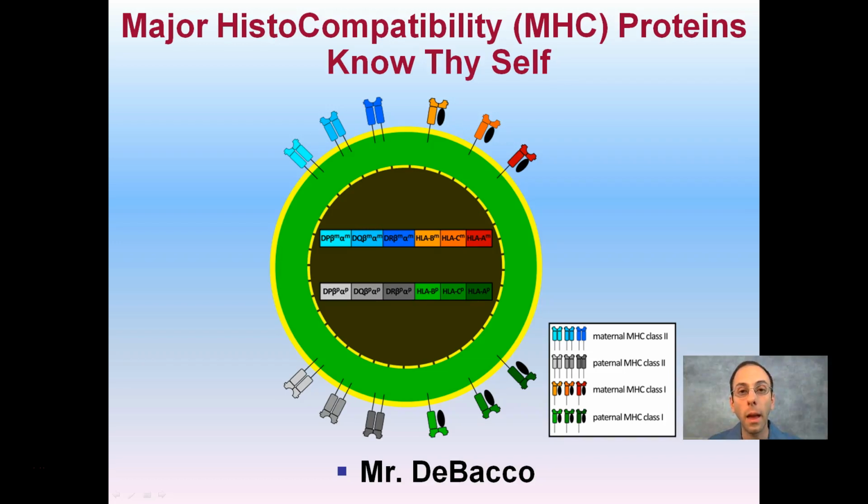Okay, here we're going to look at the MHC proteins, which stands for Major Histocompatibility proteins. Put the note here of "know thyself." This is how cells are able to interact and recognize one another. These MHC proteins are very important. There are class 1 and class 2, and we'll look at those in more detail.